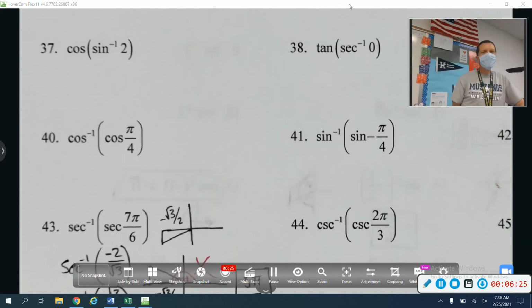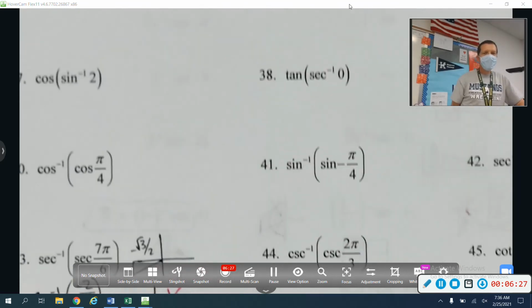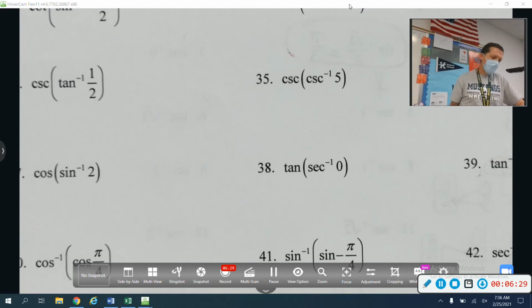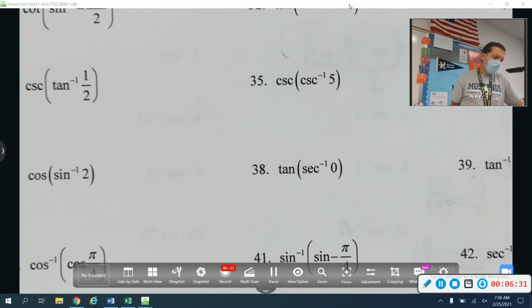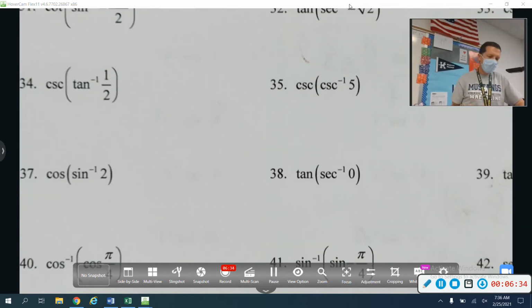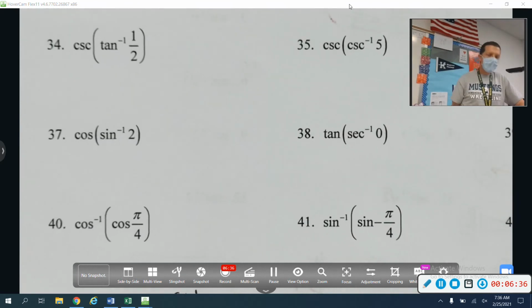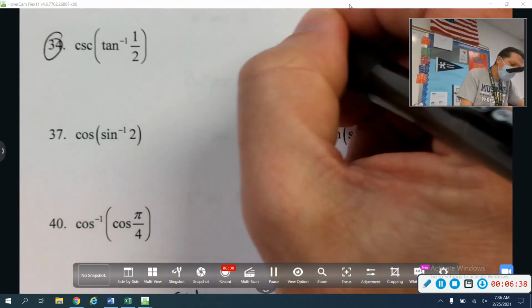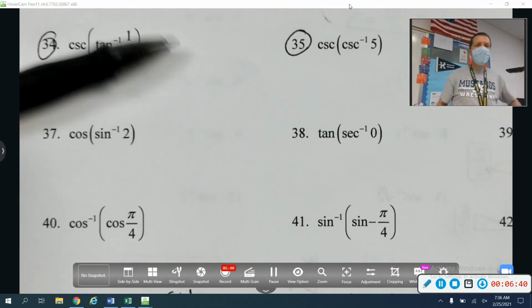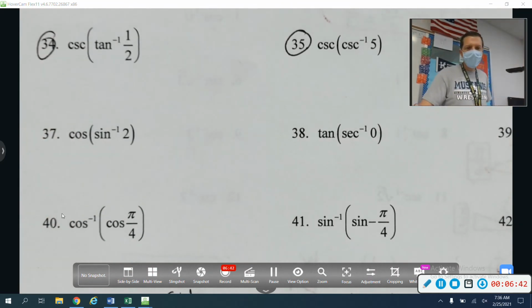So let's see. I'm going to press pause, and we'll come back and work these in a minute. So just look in. Many of you haven't tried these yet. So try 34 and 35, and then we'll go over those two.